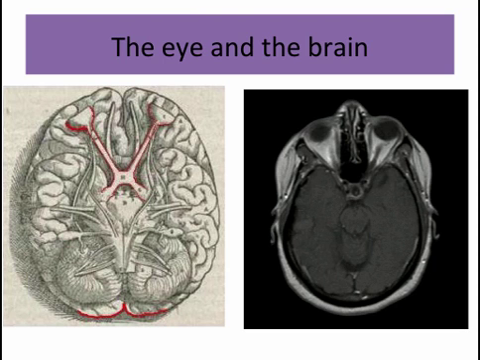The eye is basically an extension of the brain. You can see they're very, very close together here. Now information is taken from each eye down the optic nerve to a different side of the brain to be interpreted. You'll notice that the information from the right eye goes to the left side of the brain, and the information from the left eye goes to the right side of the brain.